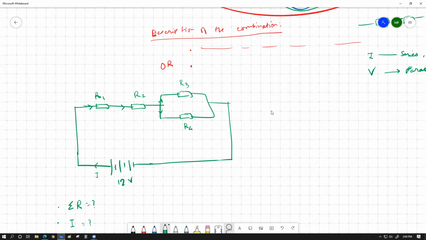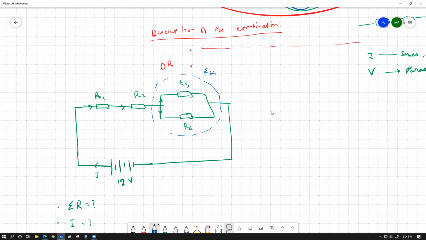This would not be equal to I3 or I4, but if I consider this entire thing as a single component, let's say I name that component R34, I'm trying to mean that this is the combination of 3 and 4, whatever combination. In this case I have a parallel combination, so I'm going to handle it like a parallel combination. I'm going to show you the steps after a while.